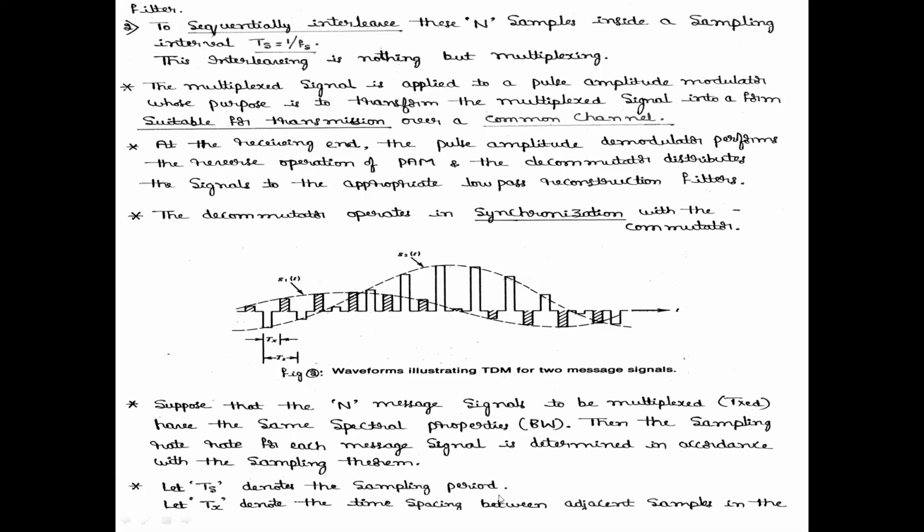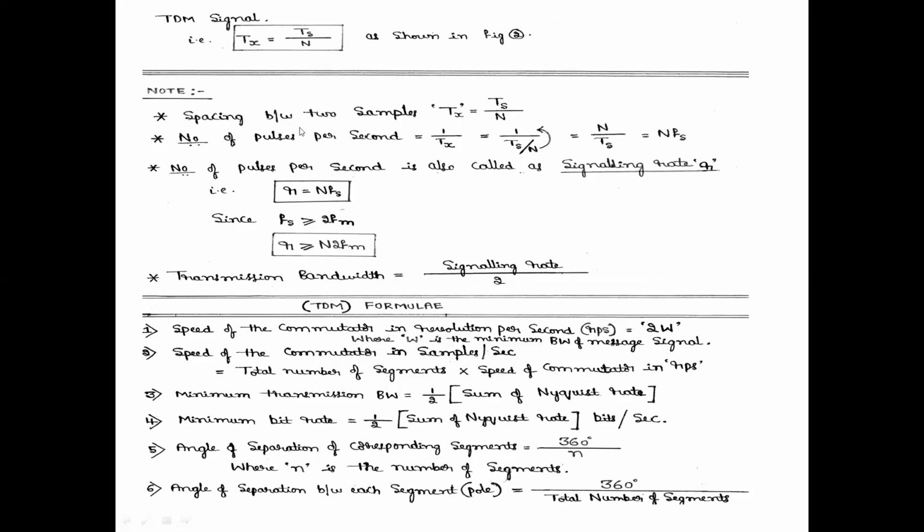Let Ts denote the sampling period. Let Tx denote the time spacing between two adjacent samples in the TDM signal. Tx is equal to Ts by n, where the spacing between the two samples is Tx equal to Ts by n. The number of pulses per second is equal to 1 by Tx, which is 1 by Ts by n. You can also write n by Ts. 1 by Ts is nothing but fs. So the number of pulses per second is equal to n into fs.